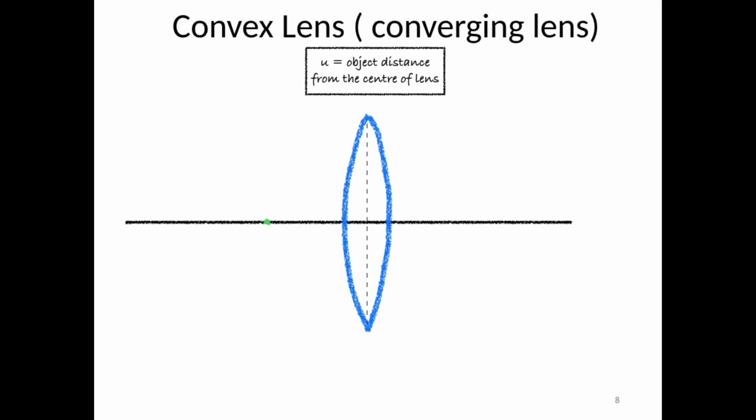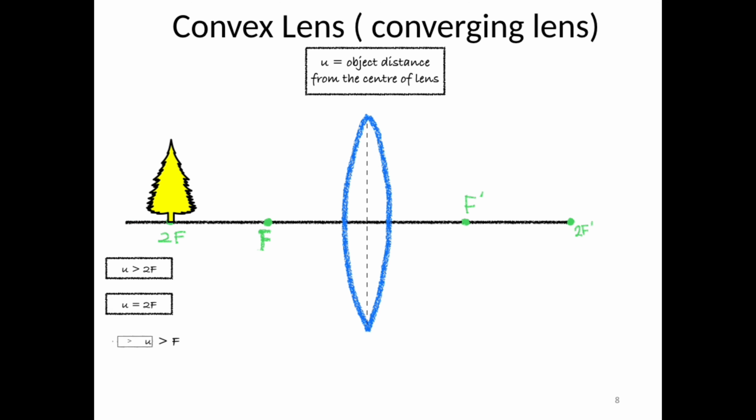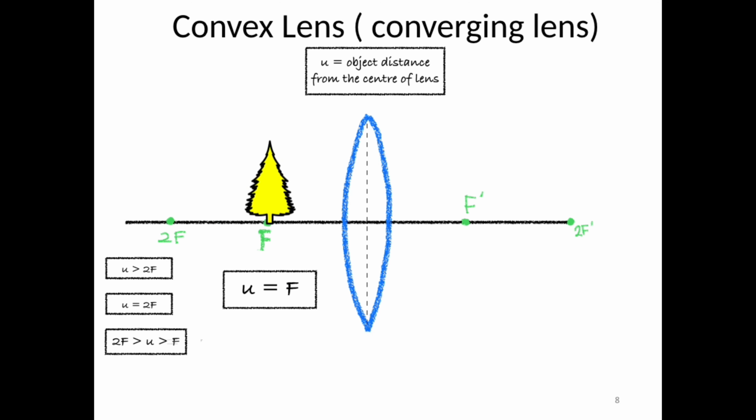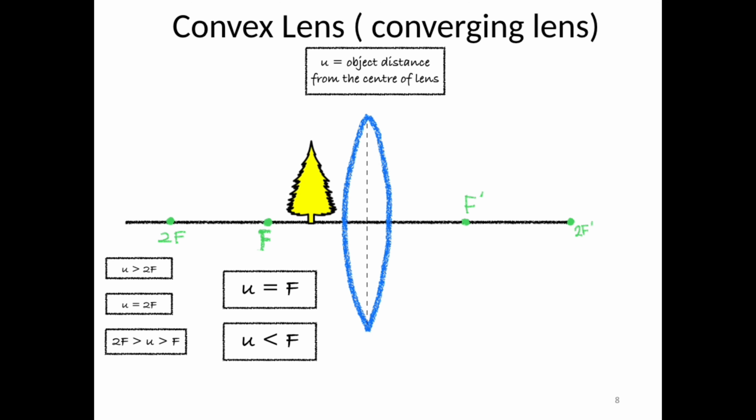So we have a tree here as an object. Then the object distance from the center of the lens: first we have U greater than 2F, U equals 2F, in between 2F and F, U equals F, and lastly U less than F. So where will the image be located, as we have the variation of U here?